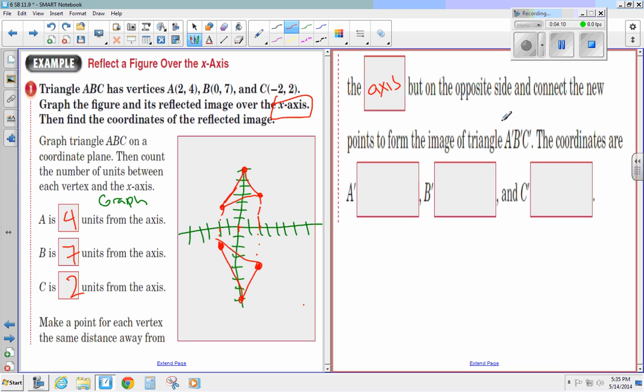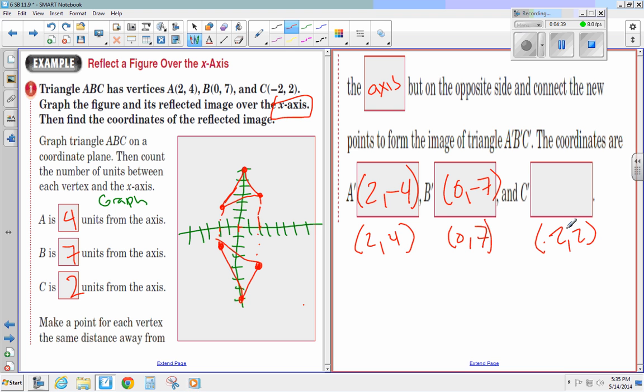But on the opposite side, and connect the new points to form the image, A'B'C'. So the coordinates are, and this is where A used to be, 2, 4. But flipped over the x-axis, you make it 2, negative 4. B used to be 0, 7. Reflected over the x-axis becomes 0, negative 7. C was negative 2, 2. Reflected over the x-axis becomes negative 2, negative 2.